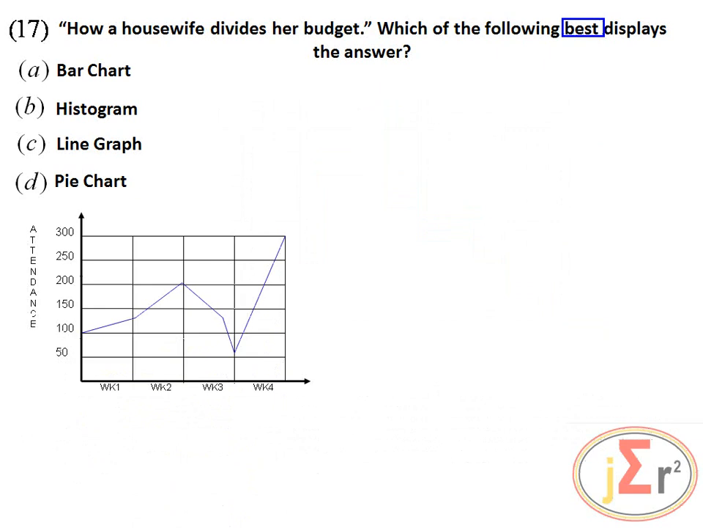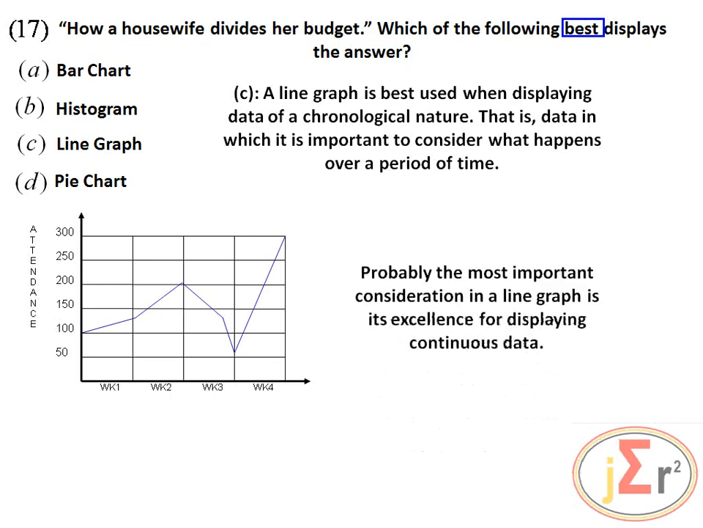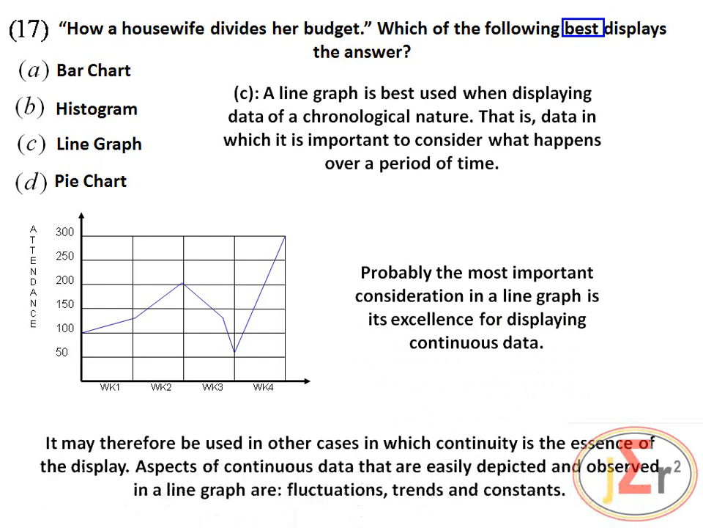There's your line graph of option C. A line graph is best used when displaying data of a chronological nature. That is, data in which it is important to consider what happens over a period of time. Probably the most important consideration in a line graph is its excellence for displaying continuous data. It may therefore be used in other cases in which continuity is the essence of the display. Aspects of continuous data that are easily depicted and observed in a line graph are fluctuations, trends, and constants.